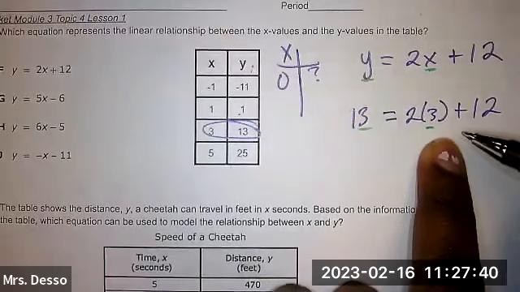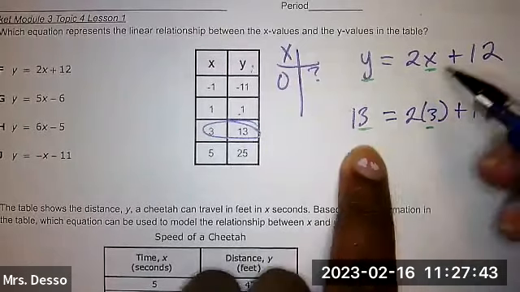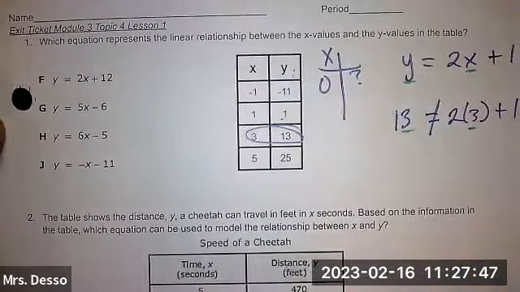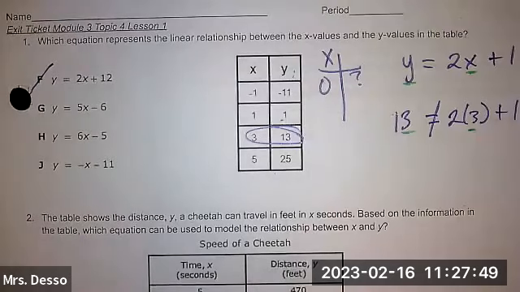2 times 3 is 6. Plus 12 is 18. That does not equal 13. So can F be the correct answer? No. You're going to do this for every single one.